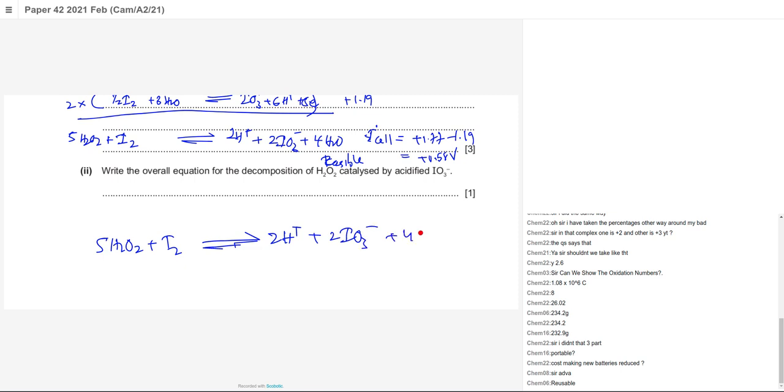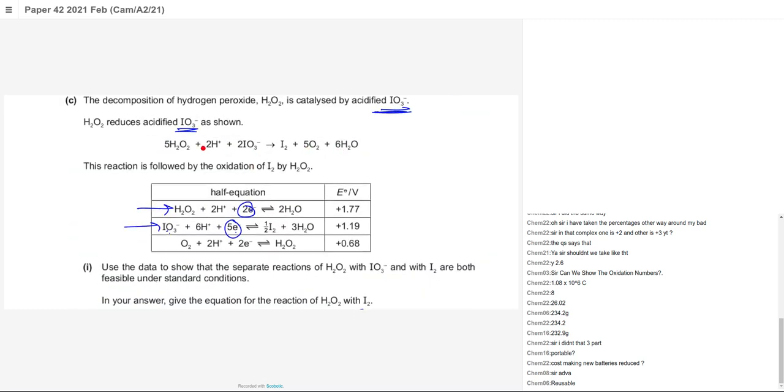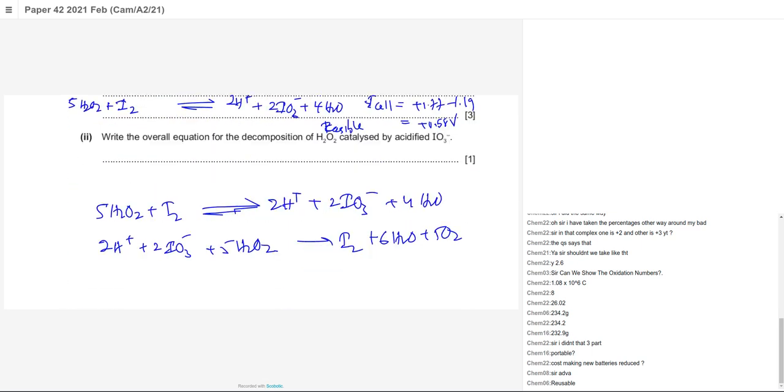4 water, and the first equation 2H plus, 2IO3 minus, 5H2O2, I2, 6H2O, 5O2. Got it right? 5, 6, 1, 2. Yes, that's correct. And I add the two equations, see what happens. IO3 is gone. 2H plus is gone. Iodine is gone. That's all.